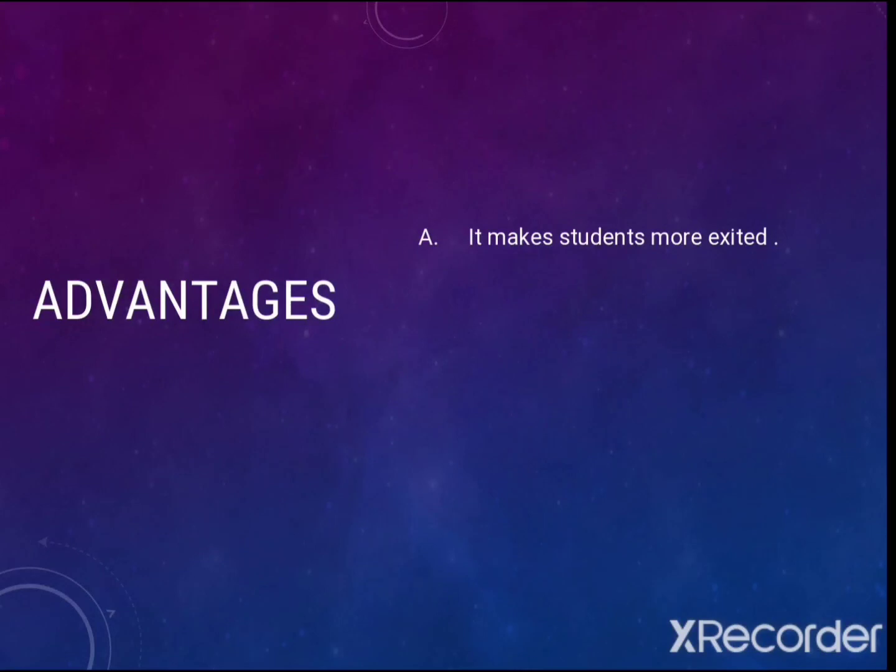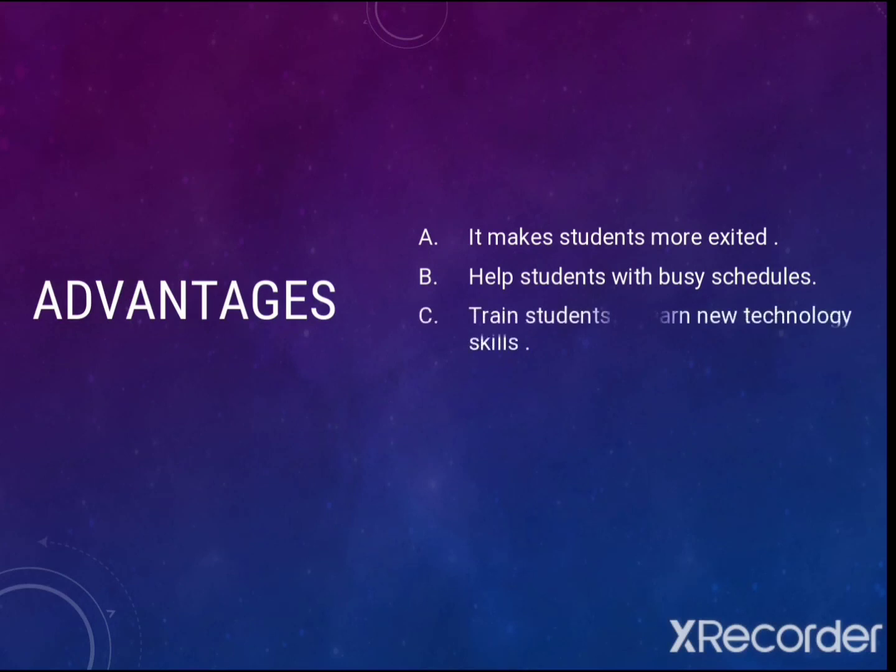Let's talk about the advantages of technology. Number 1, it makes students more excited in the learning process. Number 2, it helps students with busy schedules, meaning freedom to work at home on their own time. Number 3, it trains students to learn new technology skills which they can use later in their workplace. Number 4, green revolution, meaning decreased labor and photocopying costs.